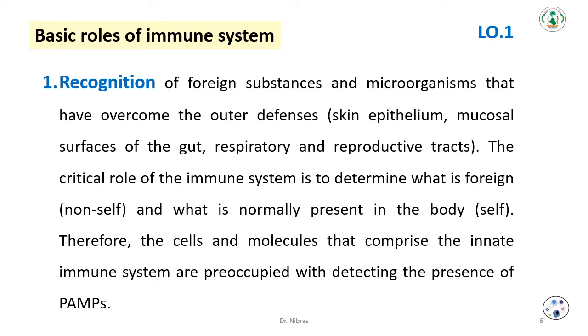Therefore, the cells and molecules that comprise the innate immune system are preoccupied with detecting the presence of PAMPs. What are PAMPs? PAMPs are pathogen-associated molecular patterns, particular molecular patterns that are typically associated with infectious agents. The PAMPs, after being recognized, trigger activation of the innate immune system.